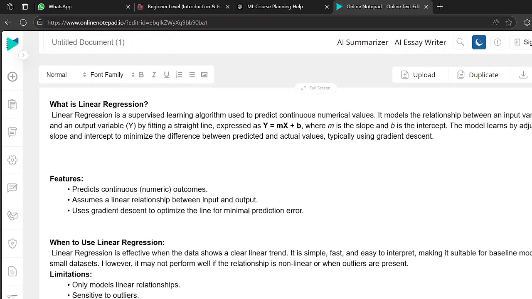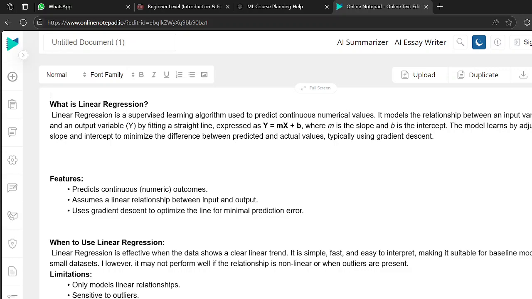So when to use linear regression? Linear regression is effective when the data shows a clear linear trend. It is simple, fast, and easy to interpret, making it suitable for baseline models and small data sets. However, it may not perform well if the relationship is nonlinear or when outliers are present.